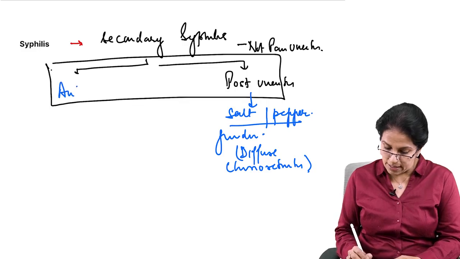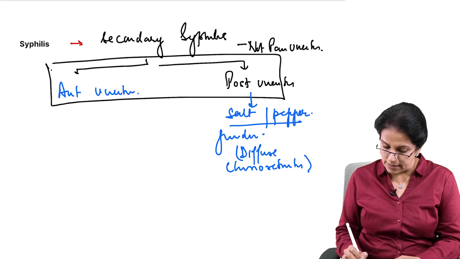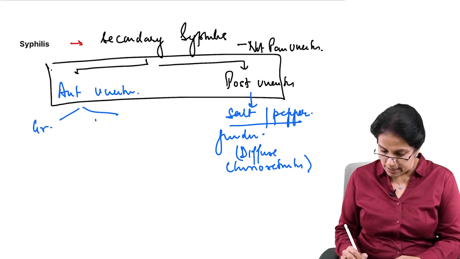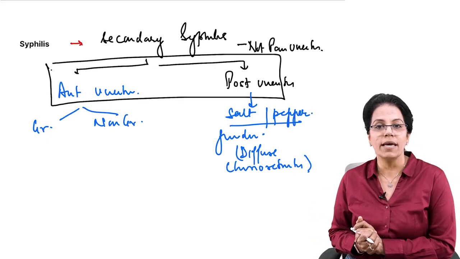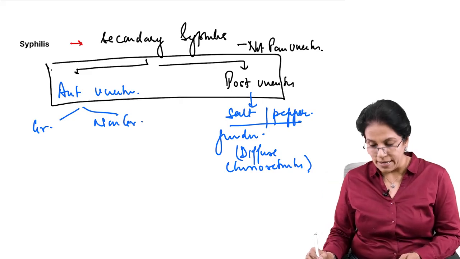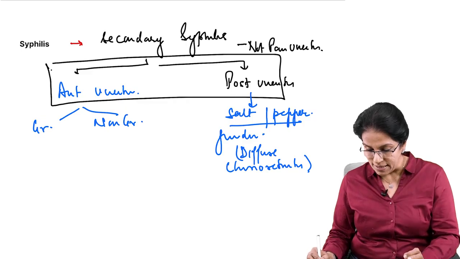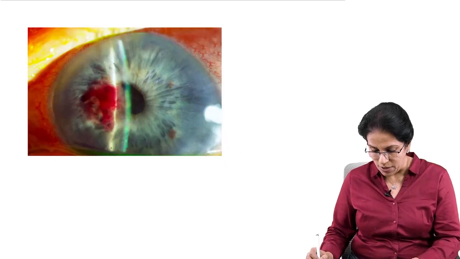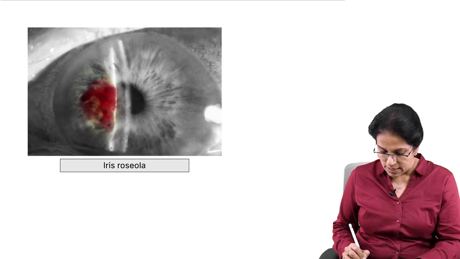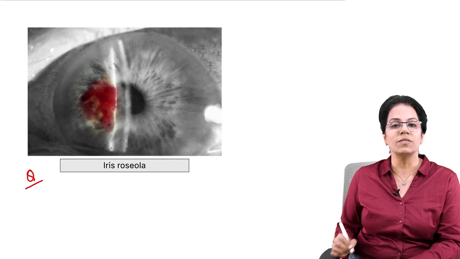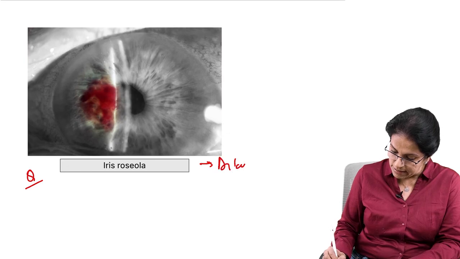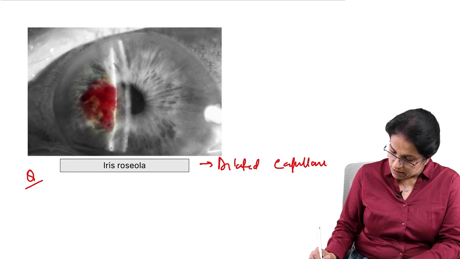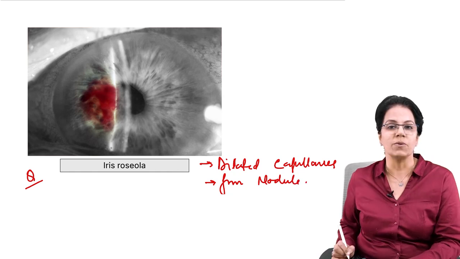When you say anterior uveitis, this anterior uveitis can either be granulomatous or non-granulomatous. Either presentation is possible. One important thing that we have to keep in mind when we are learning anterior uveitis that is asked in the exam is iris roseola. So what is iris roseola, all of you? These are dilated capillaries which form nodule-like structures. This is what is called iris roseola.